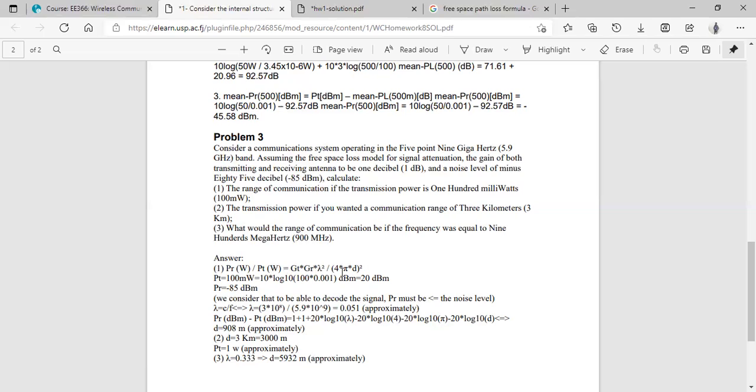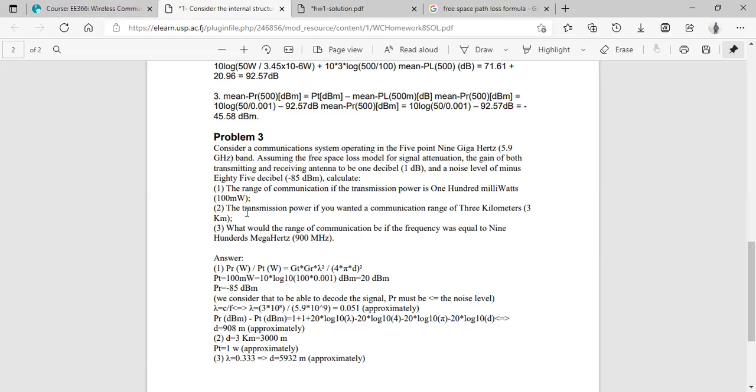So expanding this using the logarithmic formula, we get something like this, and substituting our values for GT and GR, that is 1 dB each: 1 plus 1 plus 20 times log of lambda, where lambda is 0.051, minus 20 log of 4. This 10 is basically the logarithmic base. So minus 20 log 4 minus 20 log pi minus 20 log d. Making d the subject of the formula and solving, we get d equivalent to 908 meters, right?